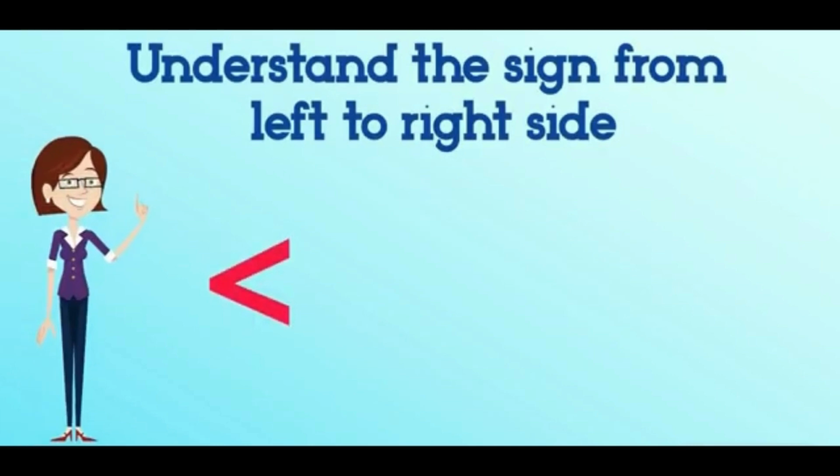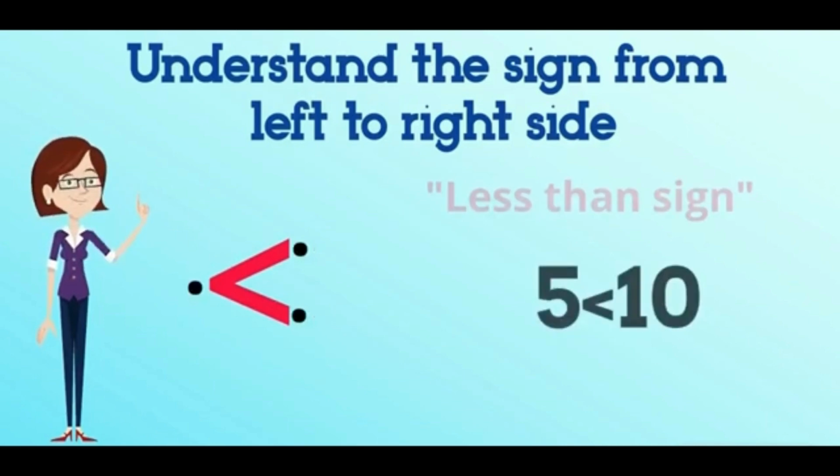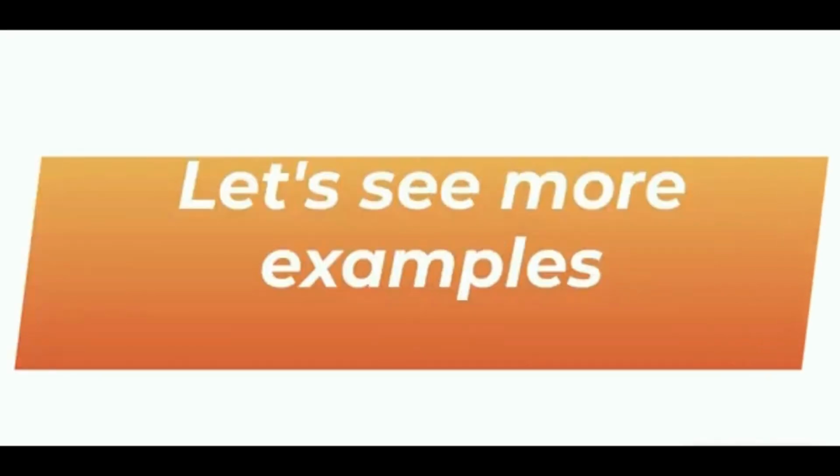Also understand the sign from left to right. On left there is one dot while on right there are two. Here 5 is less than 10. So, let's learn with some more examples.